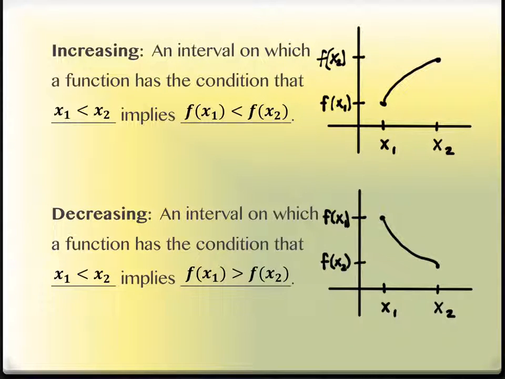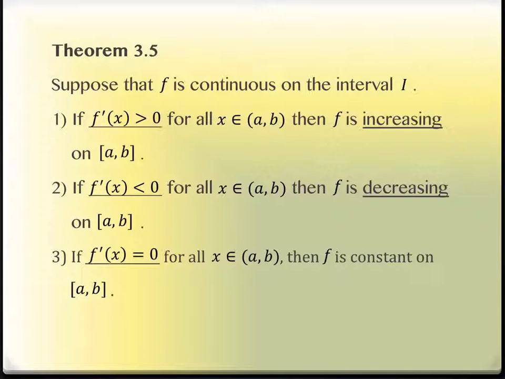What we want to do is relate this idea back into derivatives when we were doing the first derivative test. So one little piece before we get to the first derivative test that's helpful, theorem 3.5, says suppose that f is continuous on the interval I. It's not written here, but this I is the interval AB. So it's continuous on this interval from A to B. If the derivative is greater than 0, remember derivative means slope, so if the slope is positive, then the graph is increasing.